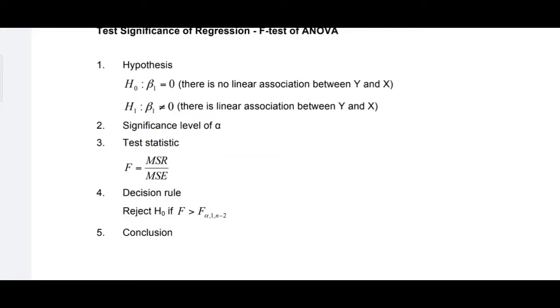Okay, sorry. If we reject H0, okay, if we reject H0 means that we accept H1. So there is a, the regression model is significant. Or you also can say that, you boleh ambil dia punya conclusion ni, there is the linear association ataupun linear relationship between y and x.